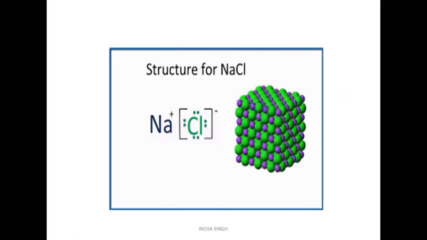If you see the structure of NaCl, NaCl is a three-dimensional cubic structure. And you can see the blue and green, these are Na+ and Cl- ions. They are held together very closely with a very strong force of attraction. Therefore, they exist as hard solids.